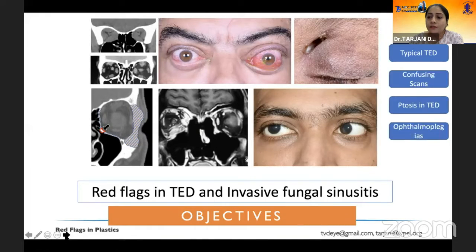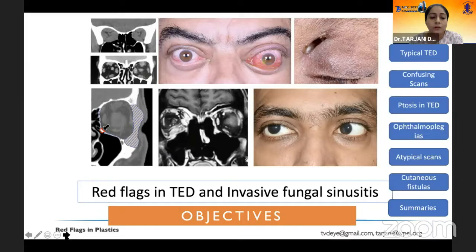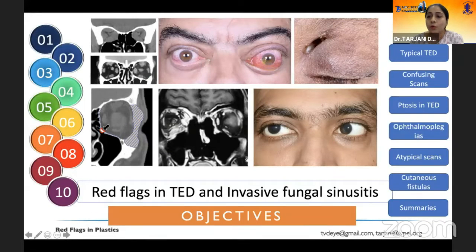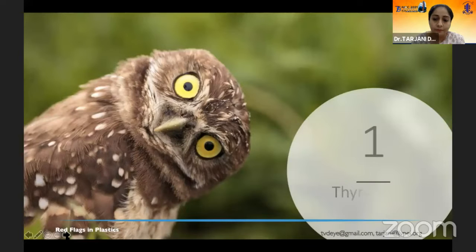So my objectives today are to take you through certain abnormal presentations in both thyroid eye disease as well as invasive fungal sinusitis, look at certain confusing scans. There's a lot that has been spoken on ptosis, and I'm going to touch on it as well a little bit. Certain ophthalmoplegias that you see, again, atypical scans in invasive fungal sinusitis, cutaneous fistulas, and finally summarize with the help of 10 interesting cases that I've tried to put up here.